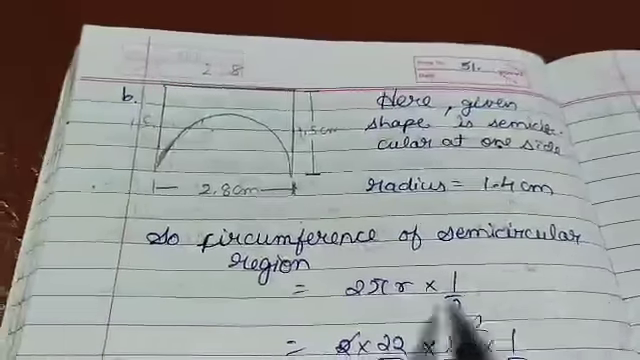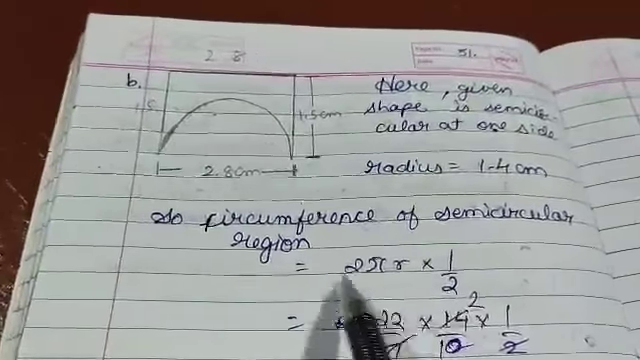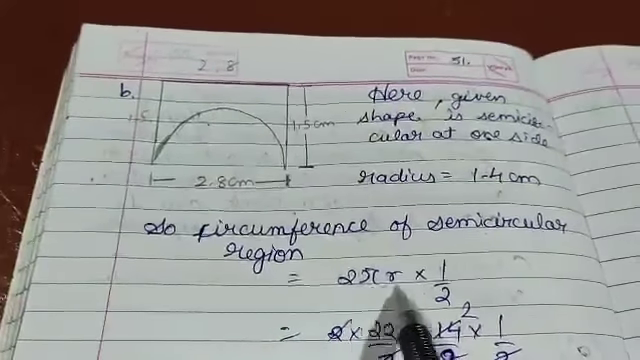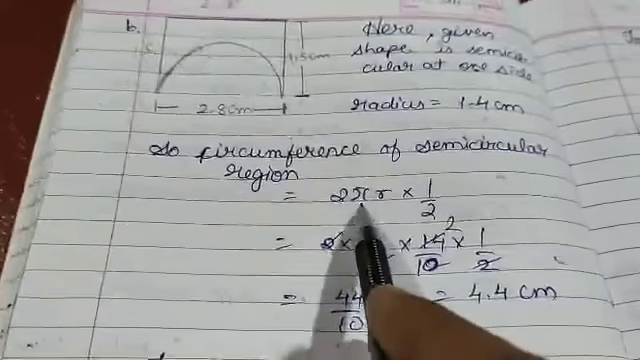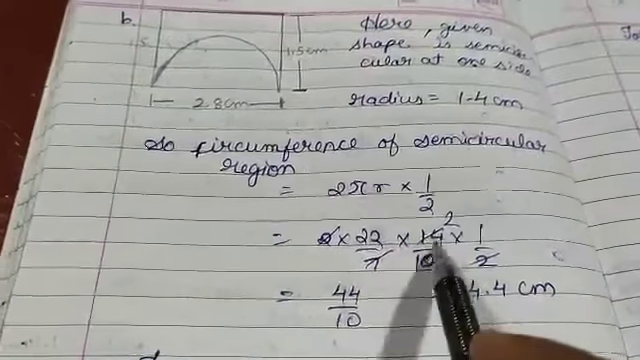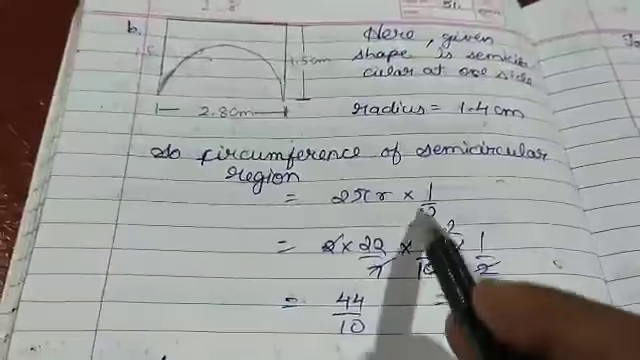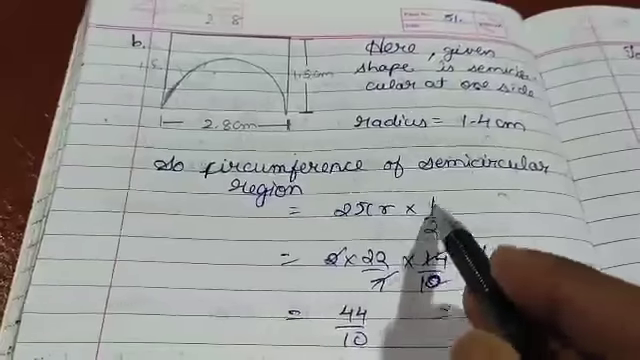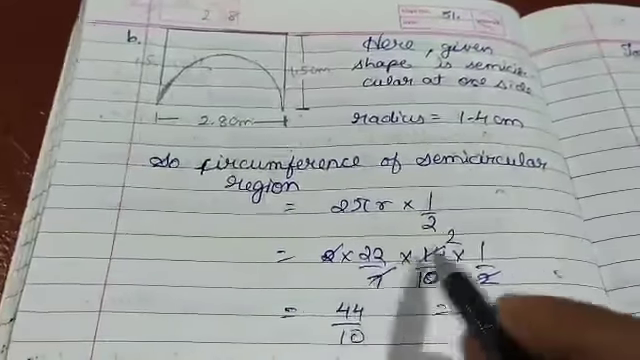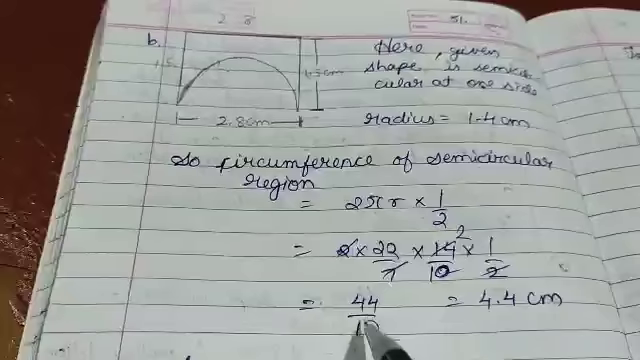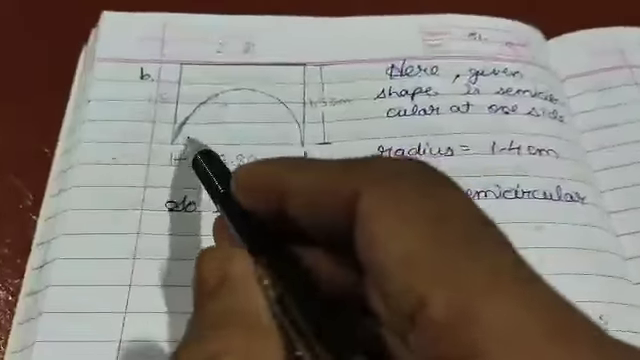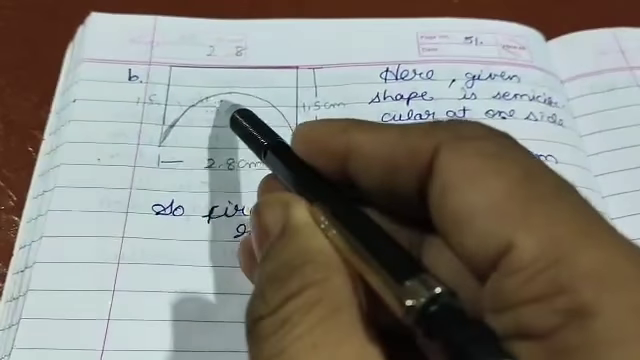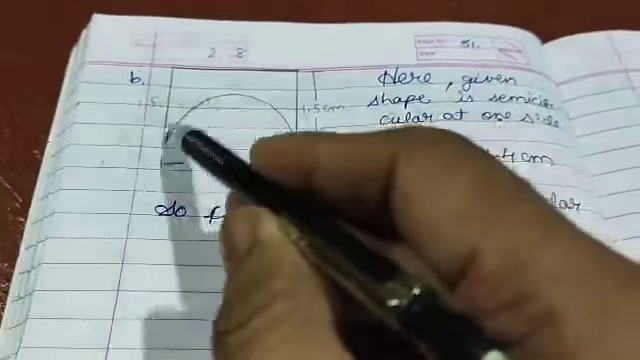The circumference of a semicircle, if you are taking half, if you are not taking half, it will become pi r. So pi is 22 by 7, radius is 1.4 means 14 by 10, converted to fraction, and 2 and 2 will get cancelled. 7 2s are 14, 2 22s are 44, 44 divided by 10 is 4.4 centimeter. So the ant covers 4.4 centimeter throughout this circumference.